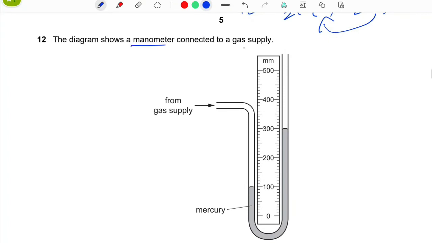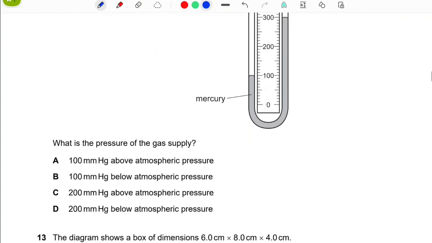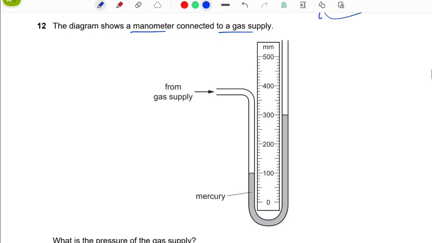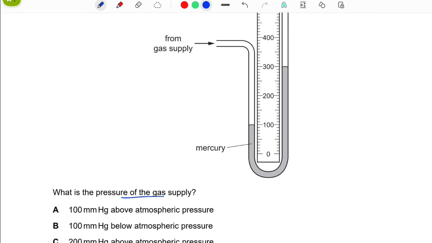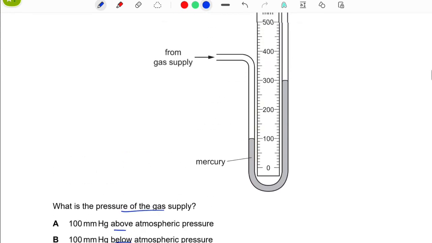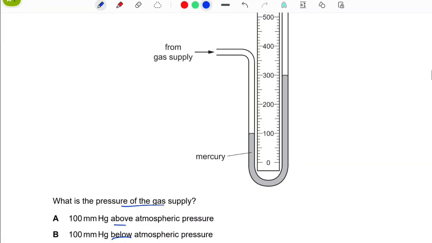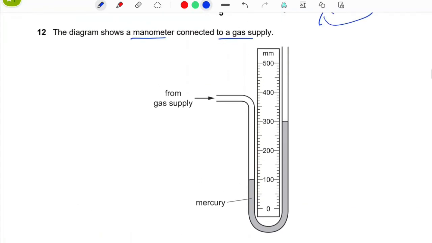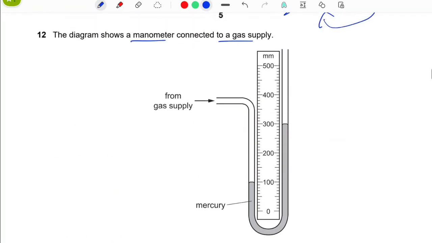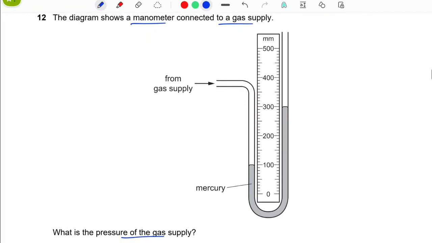The diagram shows a manometer connected to a gas supply. What is the pressure of the gas supply? For this you just have to know how to read the manometer, and yeah, there you go. There is nothing much to explain, but I will try to explain as much as I can. The options are mentioned above and below, so some of the students might get confused. So now let me explain it clearly, and this might take some time. If some of the students can understand the question easily, they can skip this part, but I am doing it for other students who aren't able to understand it properly.